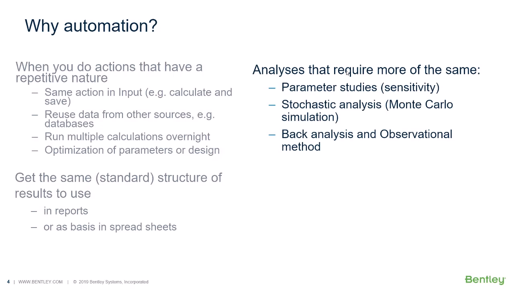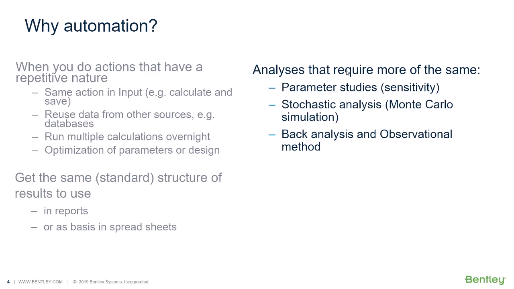Also, if you have to do analysis that requires more of the same thing, you can think of parameter studies. Maybe you want to do something on sensitivity. Maybe you want to do some probabilistic analysis. Then we can use maybe Monte Carlo simulation. And we can just have a stochastic input of your parameters, which randomly selects a value from the distribution and then runs a calculation with that, and it does that for multiple times. So we can quickly do these Monte Carlo simulations.